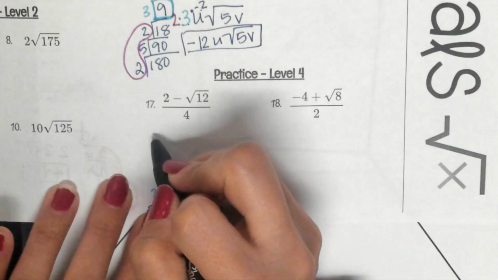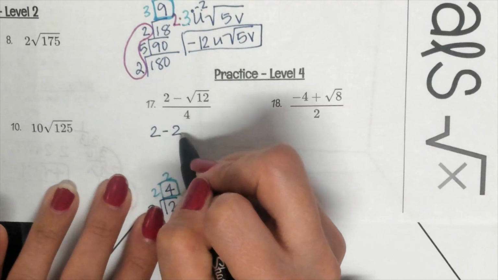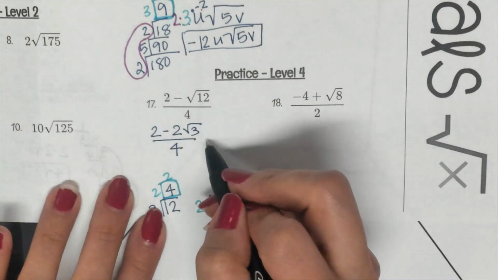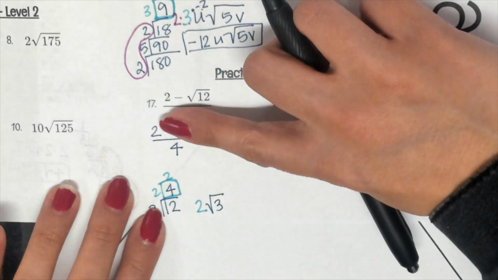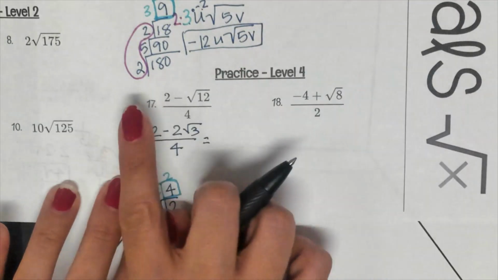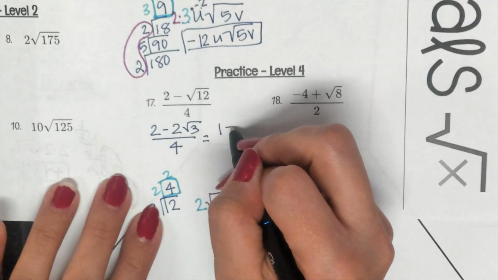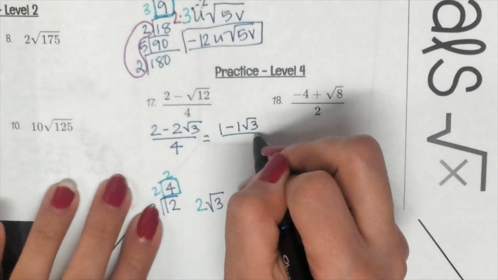So if I rewrite that, 2 minus 2 square roots of 3 over 4, that can actually be simplified. Forget about that, 2 over 4 is 1/2. So it's really 1 minus 1 square root of 3 over 2.